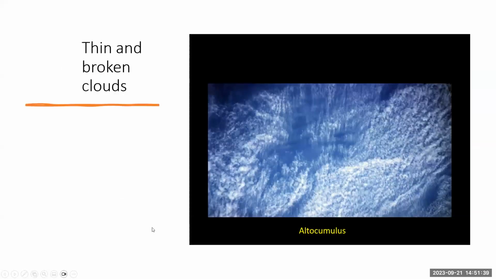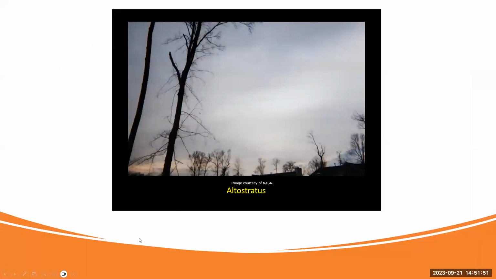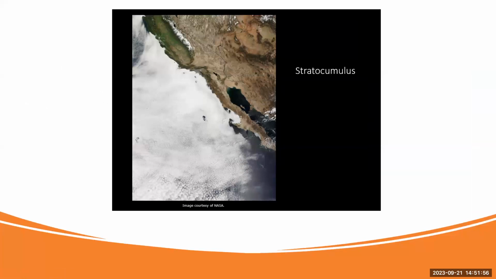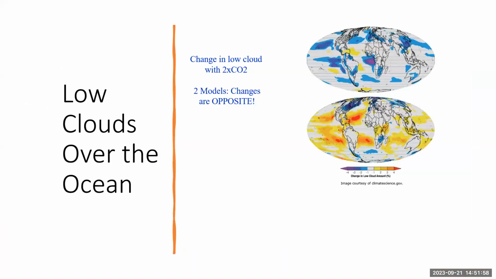Then you are already aware of cloud conditions, thin and broken clouds, such as the L2 cumulus cloud. That is the variation of various types and how they can be present in a geographical area, and altitude-wise also. Then low clouds over the ocean: in one simulation, the change in low cloud amount with 2 times carbon dioxide is simulated.